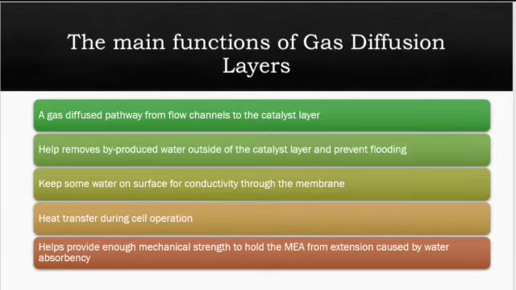Okay, next I will explain the main function of the gas diffusion layer. First is a gas diffusion pathway from the flow channel to the catalyst layer. Second, it helps remove byproduct water outside of the catalyst layer and prevents flooding. Next is to keep some water on the surface for conductivity through the membrane.